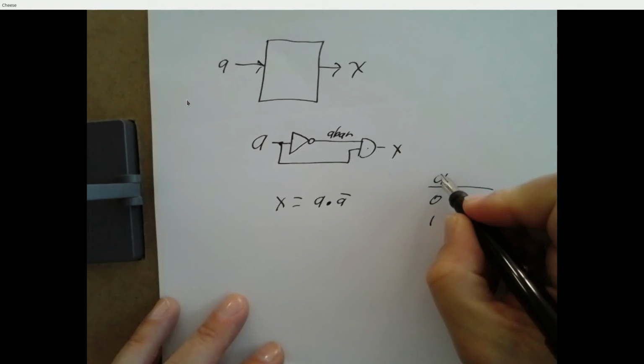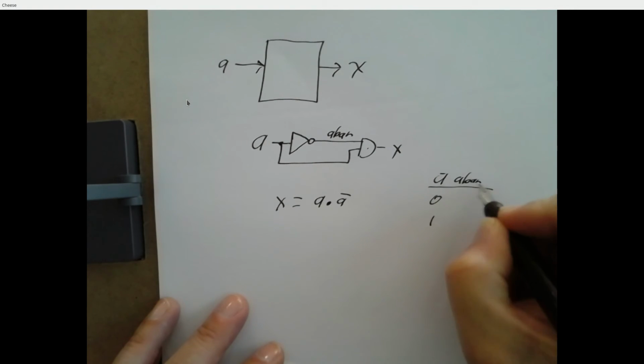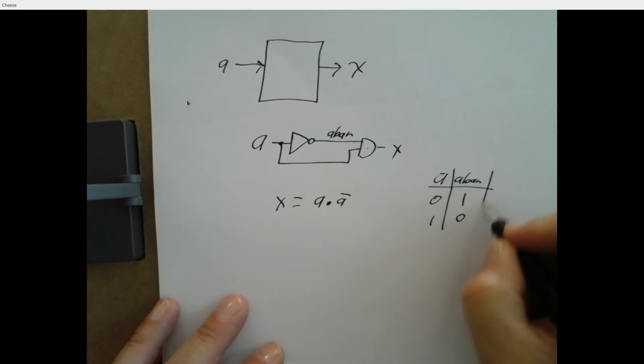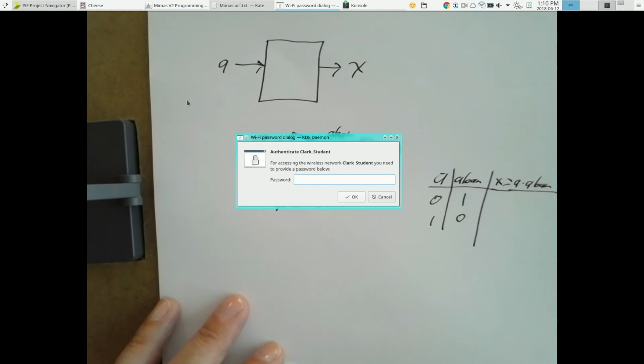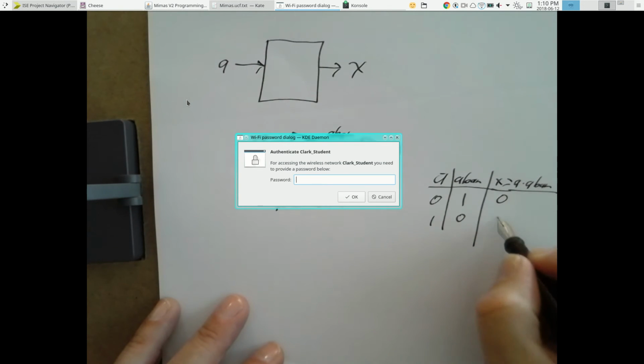We can be explicit. A has got to be either a 0 or a 1. A bar is going to be the opposite. And then if we take A and A bar and we AND them, we're always going to get 0.